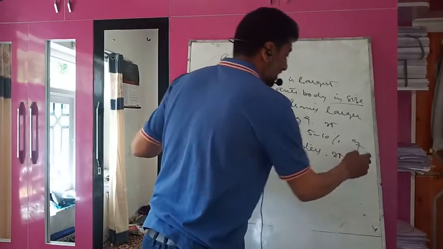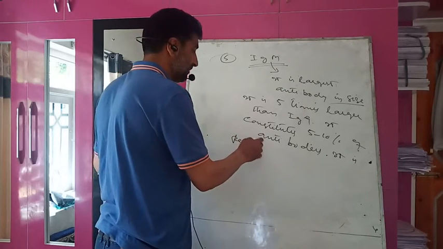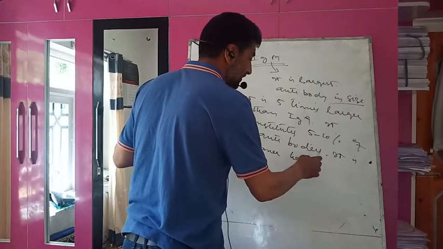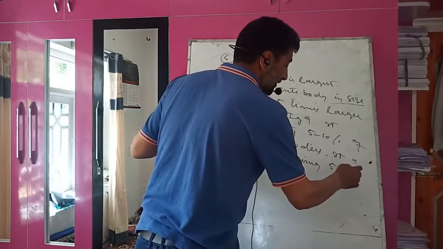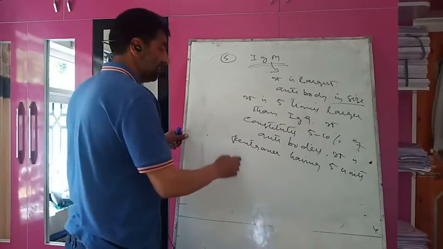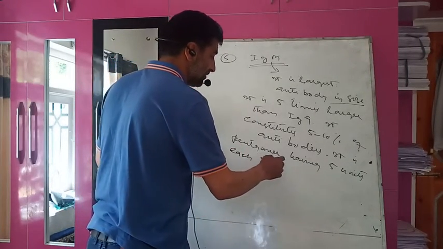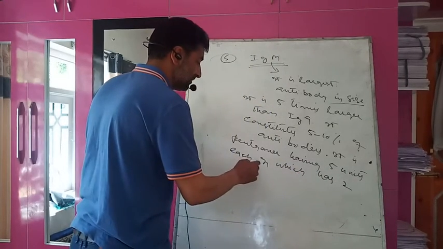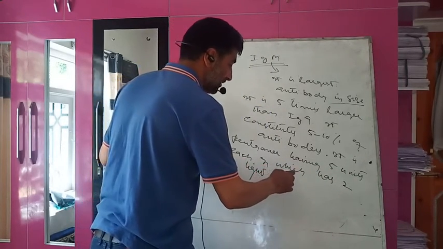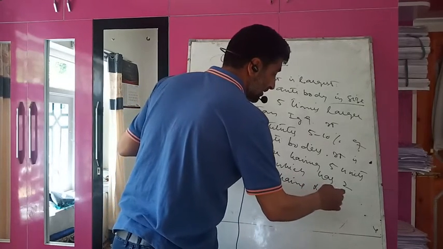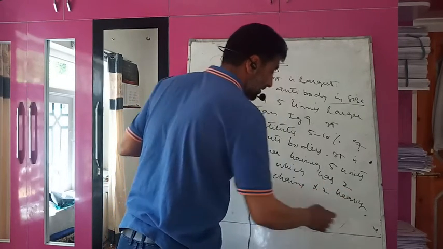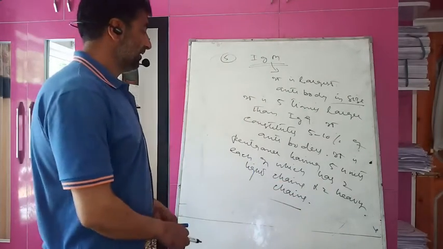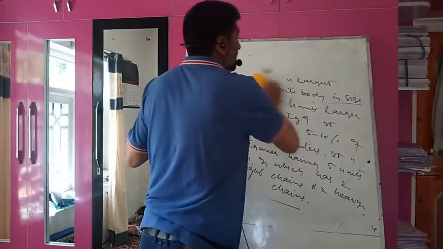Shabash, it is a pentamer. Pentamer: penta means five, having 5 units, each of which has two light chains and two heavy chains. Okay, it's a pentamer. Shabash, try to understand.